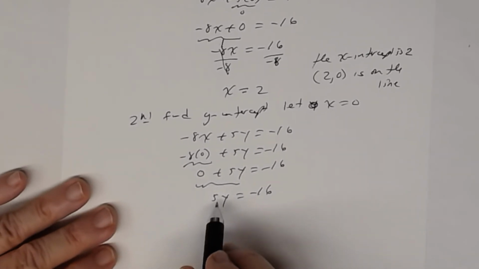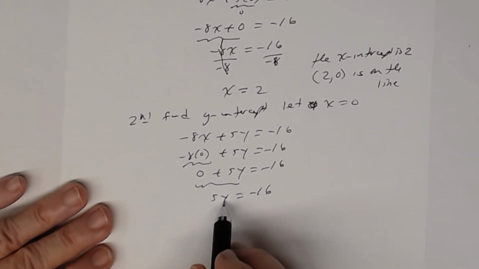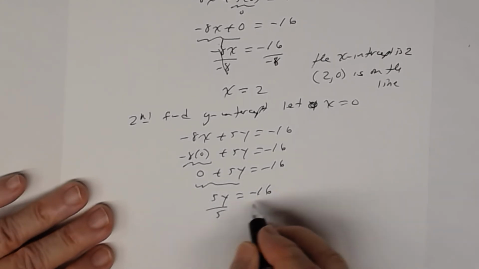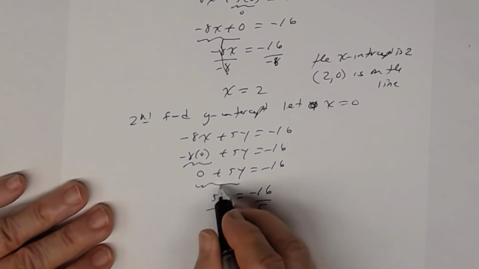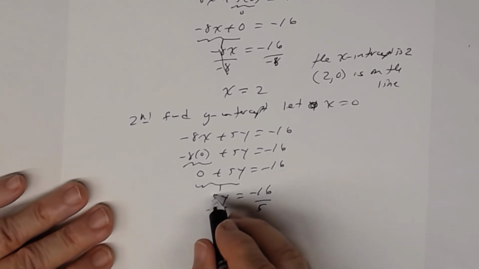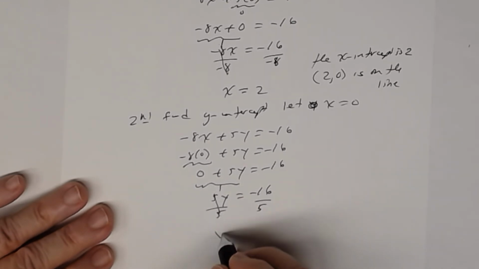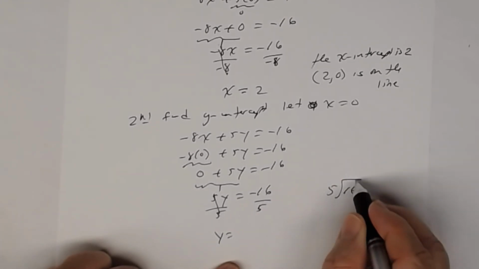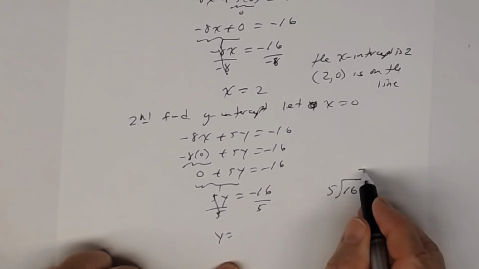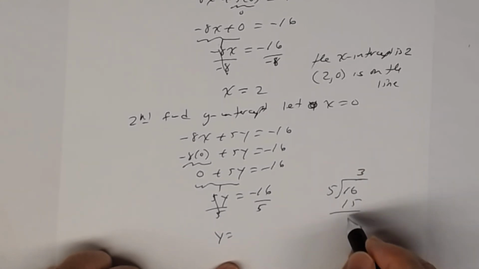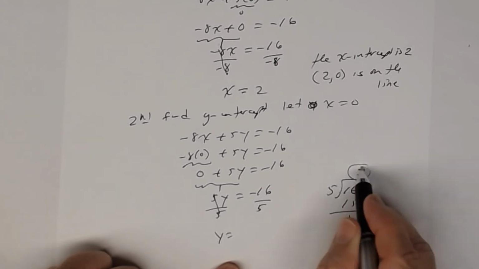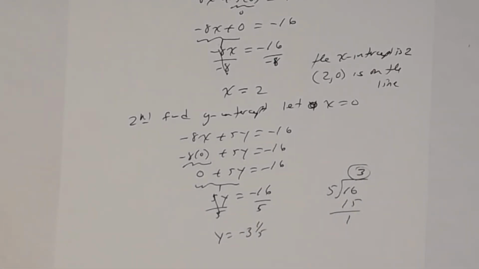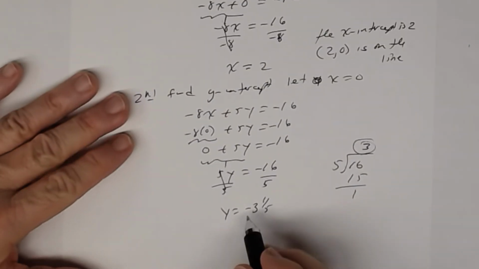And then one more step and you're done with finding the y-intercept. So to get y by itself, right now you're multiplying y by 5. So you can divide both sides by 5, just like this. 5 divided by 5 is 1. 1 times y is y equal. Let's go ahead and write this as a mixed number. 5 into 16. 5 goes into 16 3 times. 3 times 5 is 15 with a remainder of 1. So I get negative 3 and 1/5. So there's your y-intercept.